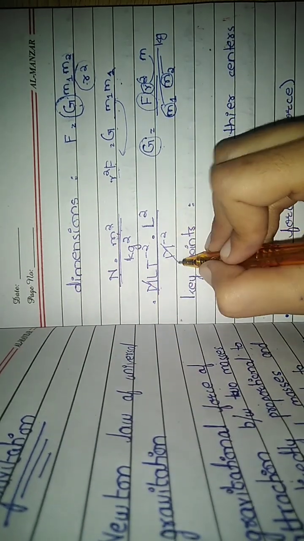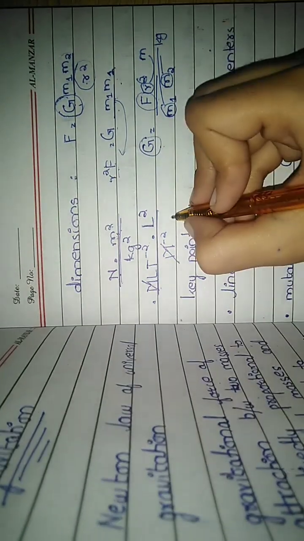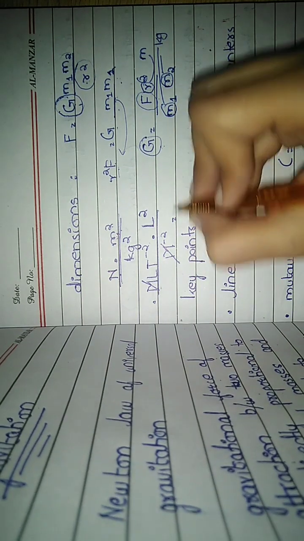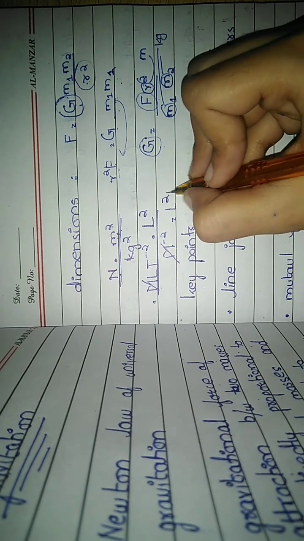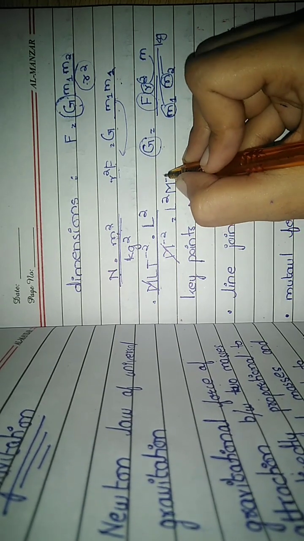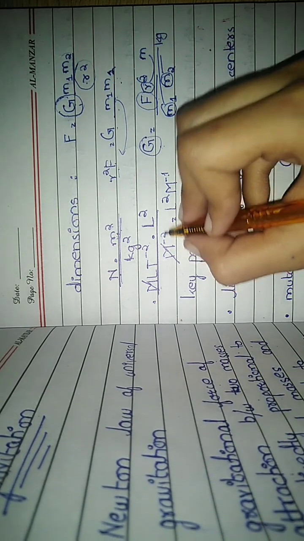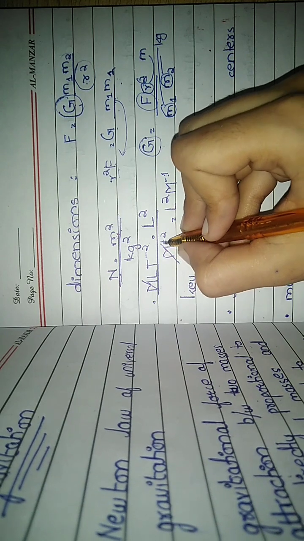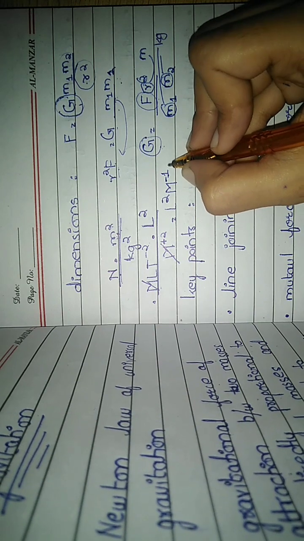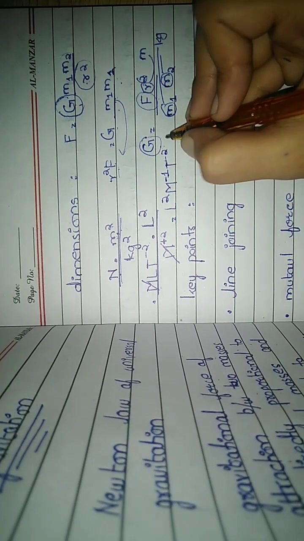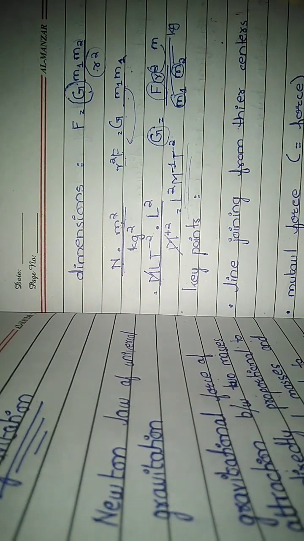Now this mass will be cancelled by this mass, and what we will get is L^2 M^-1 T^-2. Now there it is: the dimension of the gravitational constant.